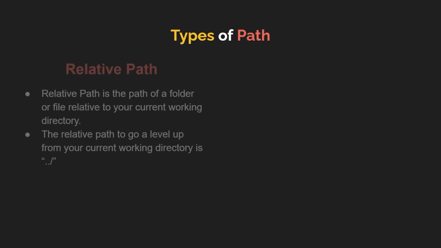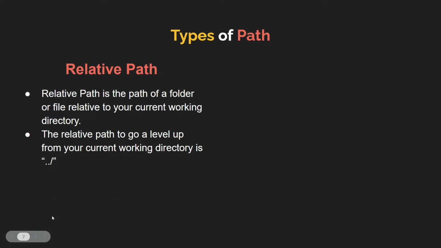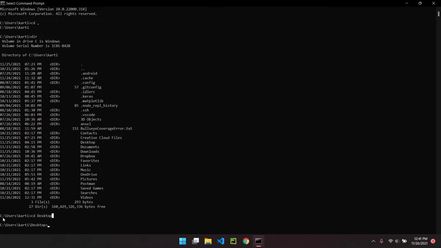So the first one is called the relative path, and this desktop I've written, this is a relative path. Now what a relative path is, it's the path relative to your working directory. So for example, right now I'm in C users and my username. Relative to this folder, I have another folder inside it called desktop, and it's relative to my current working directory. And so I can type cd space desktop and I can go inside the desktop folder.